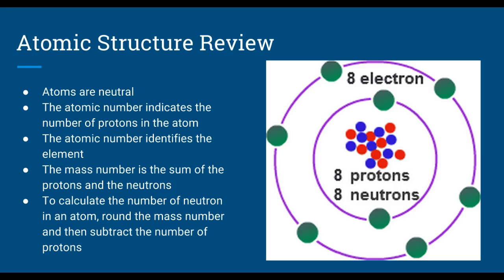The mass number is the sum of the protons and the neutrons. To calculate the number of neutrons in an atom, what you're going to do is round the mass number to a whole number, and then subtract the number of protons.